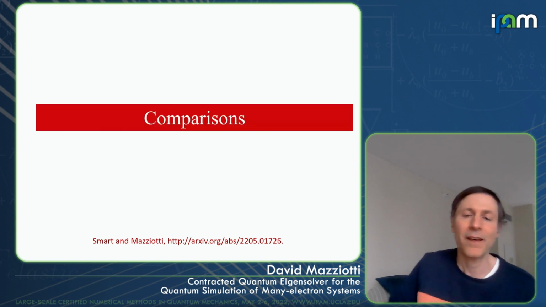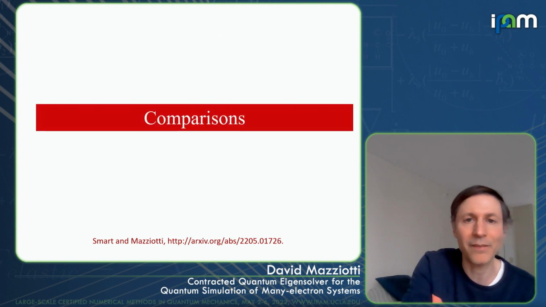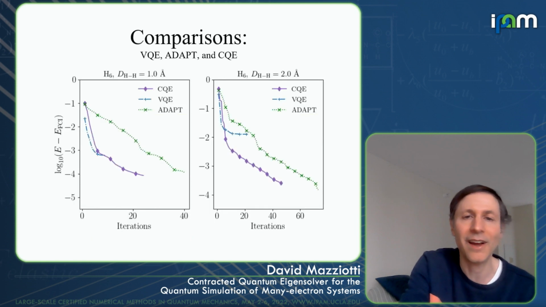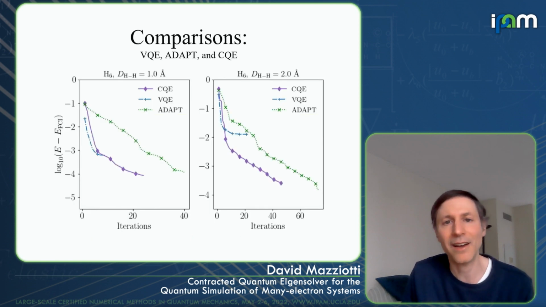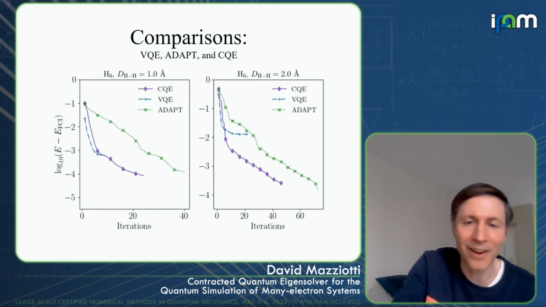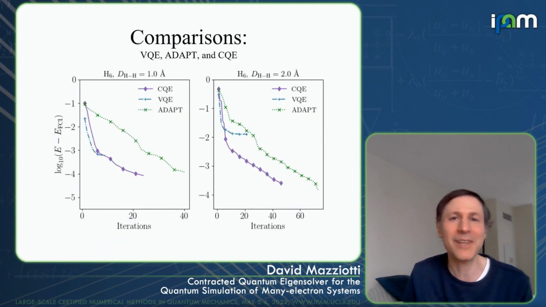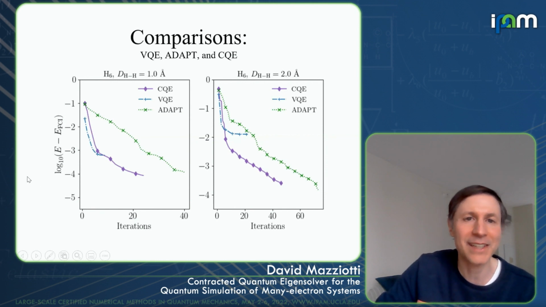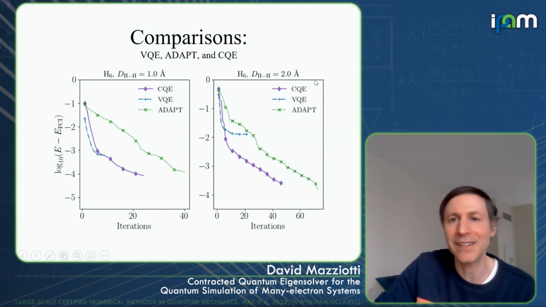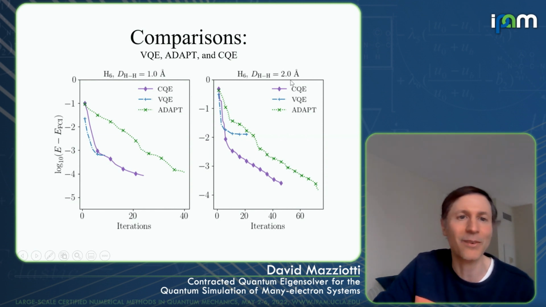Finally, I want to finish the discussion with a comparison that we recently put on the arXiv as well. I think the arXiv label ended up over here instead of over here, but we compared VQE with ADAPT and our CQE algorithms for the H6 chain, at a distance of 1 angstrom on the left and a distance of 2 angstroms on the right. Here we have the log of the error relative to full CI.